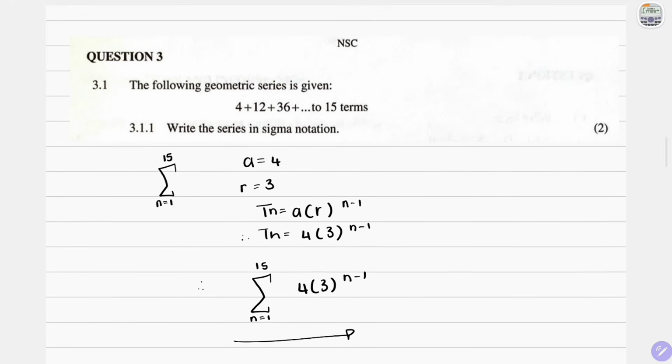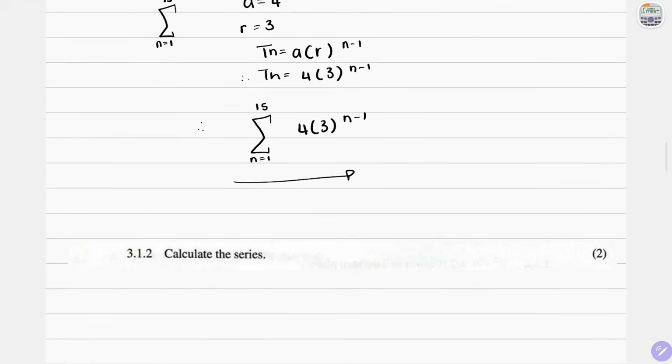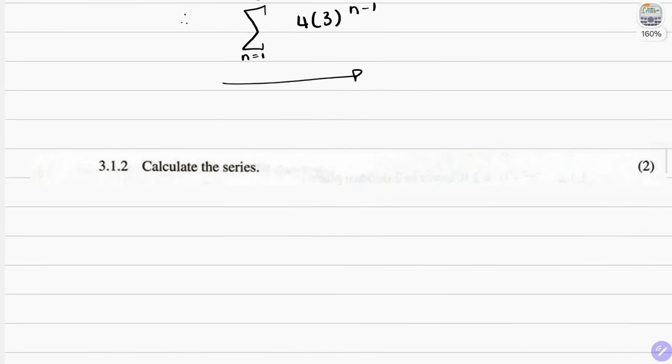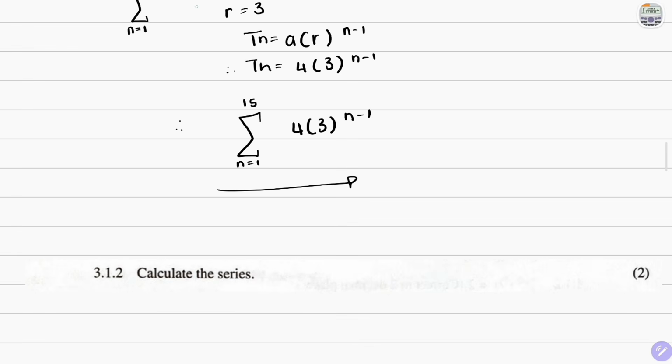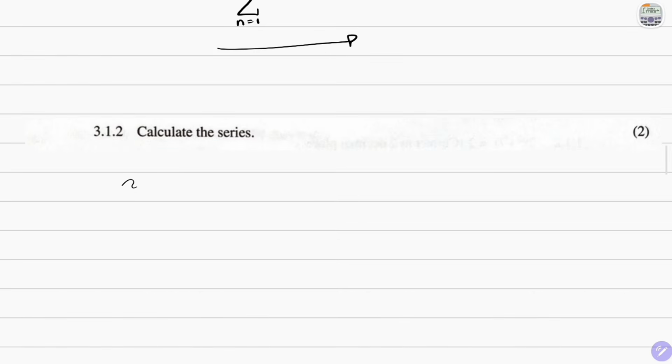Question 3.1.2 says, calculate the series. So what is the sum of the series to 15 terms? So we know that it ends at 15 terms, and we're going to use a specific sum formula depending on what the ratio is. The ratio is 3, so this is the case where r is greater than 1.